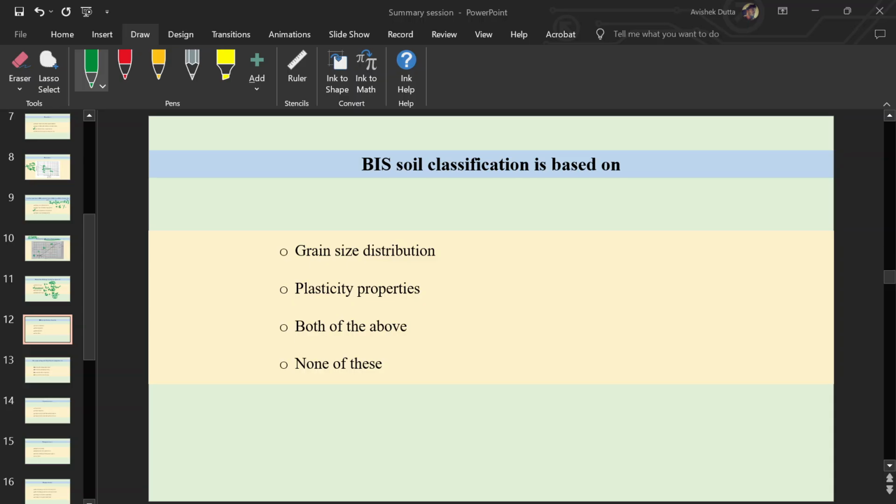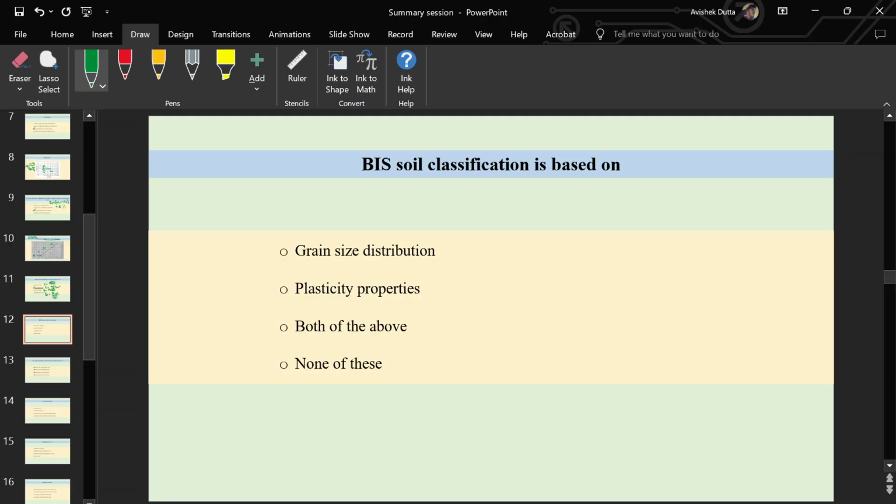BIS, that is the Bureau of Indian Standards soil classification, is based on what? What is the answer? Dheeraj, can you tell me the answer to this question? BIS classification is based on? Sir, both of these. Both of these. Okay.